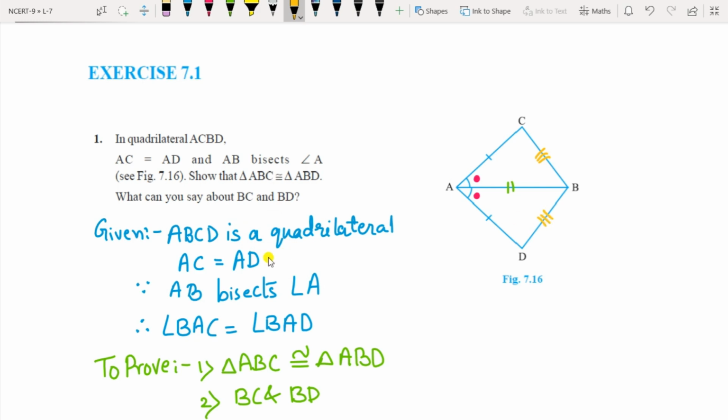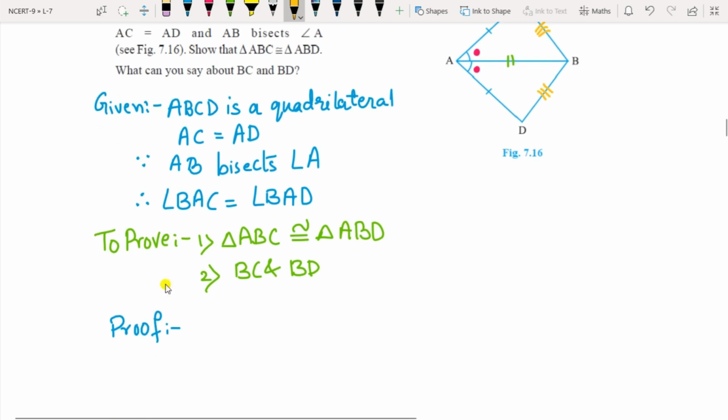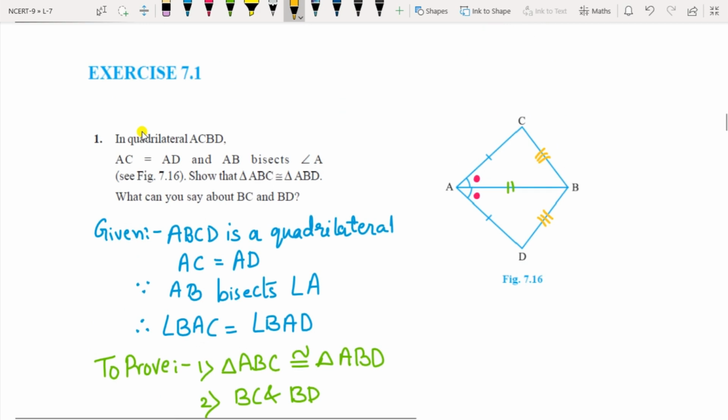Now in this exercise, in a triangle, you have to write given, to prove and proof. Okay, this is the way to solve the sum. First write the given things, that ABCD is a quadrilateral and AC equal to AD is given. Since AB bisects angle A, therefore this angle equal to this angle, that is angle BAC is equal to angle BAD. Okay, so that is given.